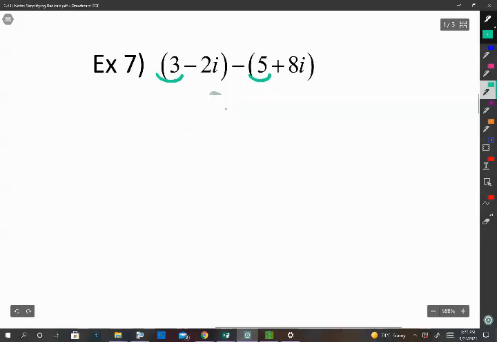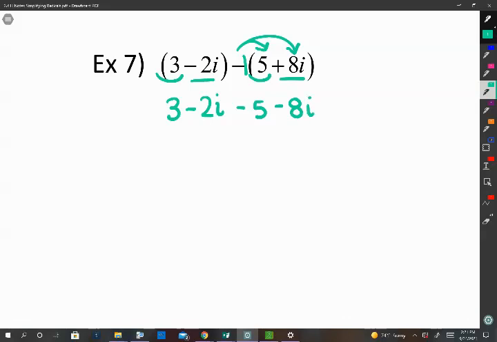And then you have your negative 2i and 8i. So if I'm subtracting, and again, if you want to distribute that negative sign like we did with polynomials, you can. So this is like a negative 1 times 5, which is negative 5, and negative 1 times 8, which is negative 8i. And so then we're adding. So 3 subtract 5 is negative 2, and negative 2 subtract 8 is negative 10. And so this would be my answer.